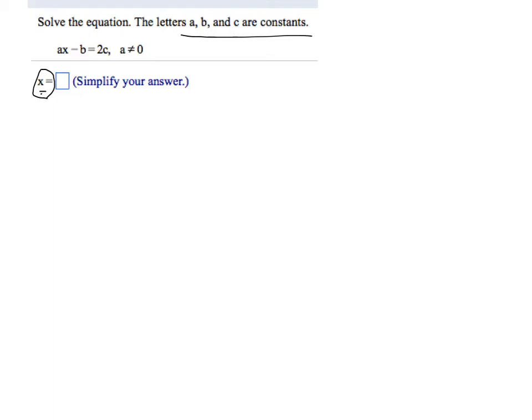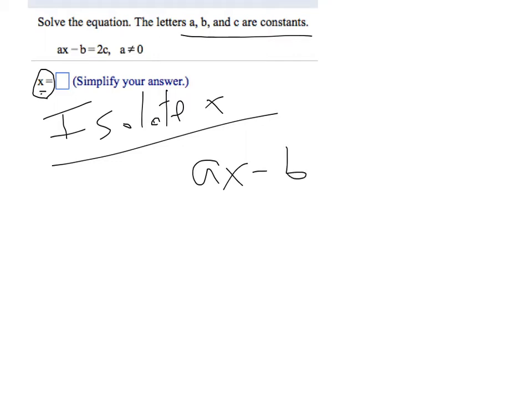So remember, the strategy we're using here is called isolate x. That's all that it is. And so the isolate x strategy has absolutely nothing to do with whether the other stuff in there is letters or numbers. So for example, if I'm starting off with ax minus b equals 2c, then adding b to both sides is a legitimate thing to do. Remember, whatever I do, as long as I do it to both sides. So there's nothing different about this if they're letters versus numbers.